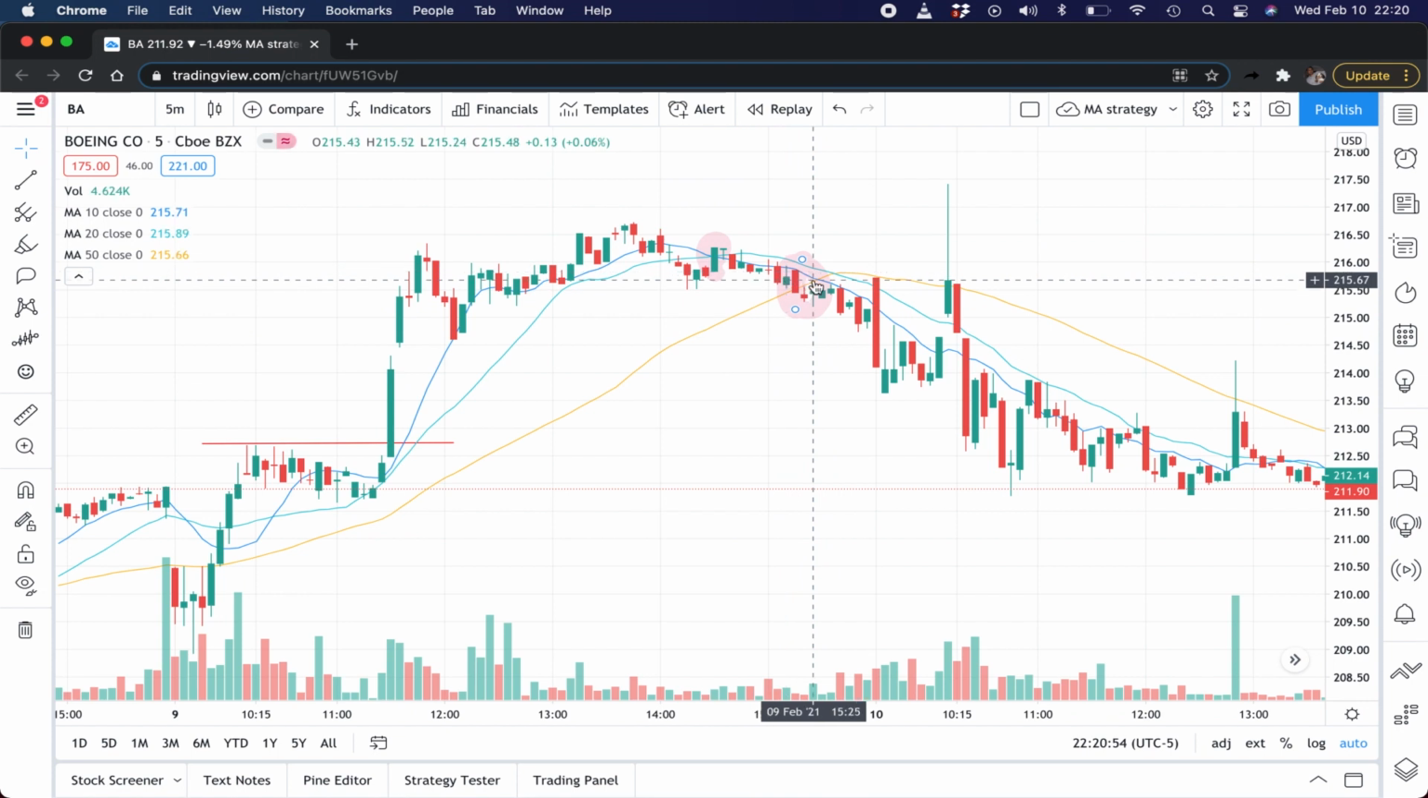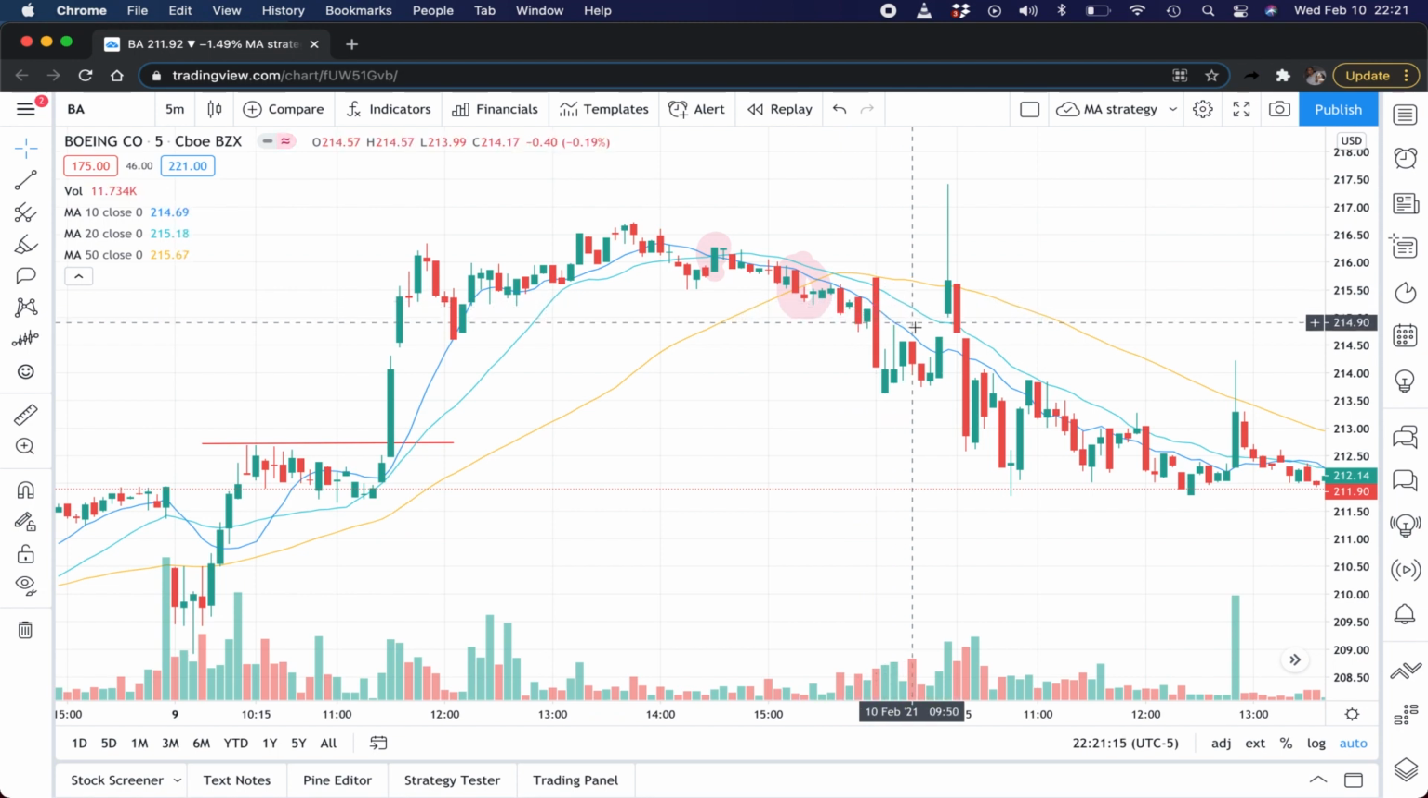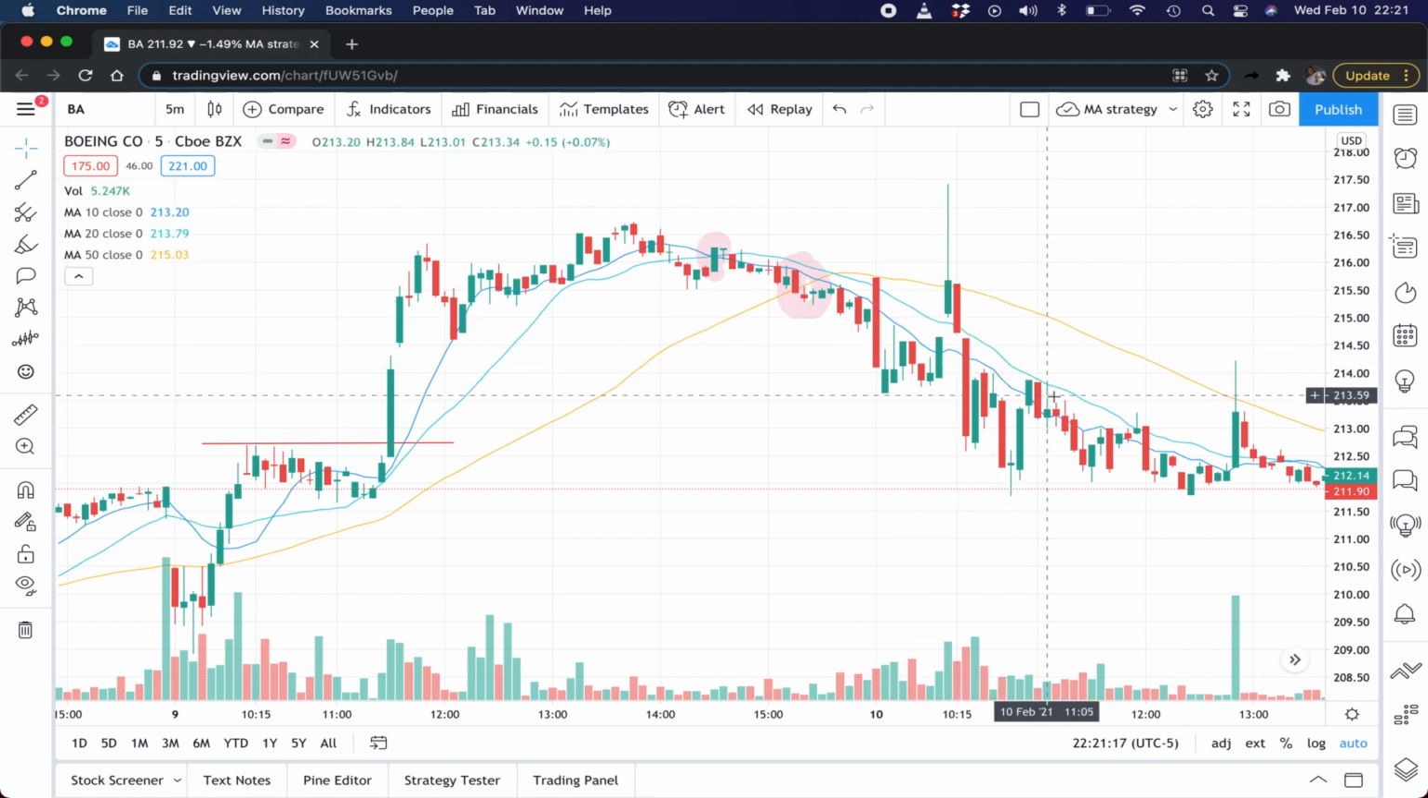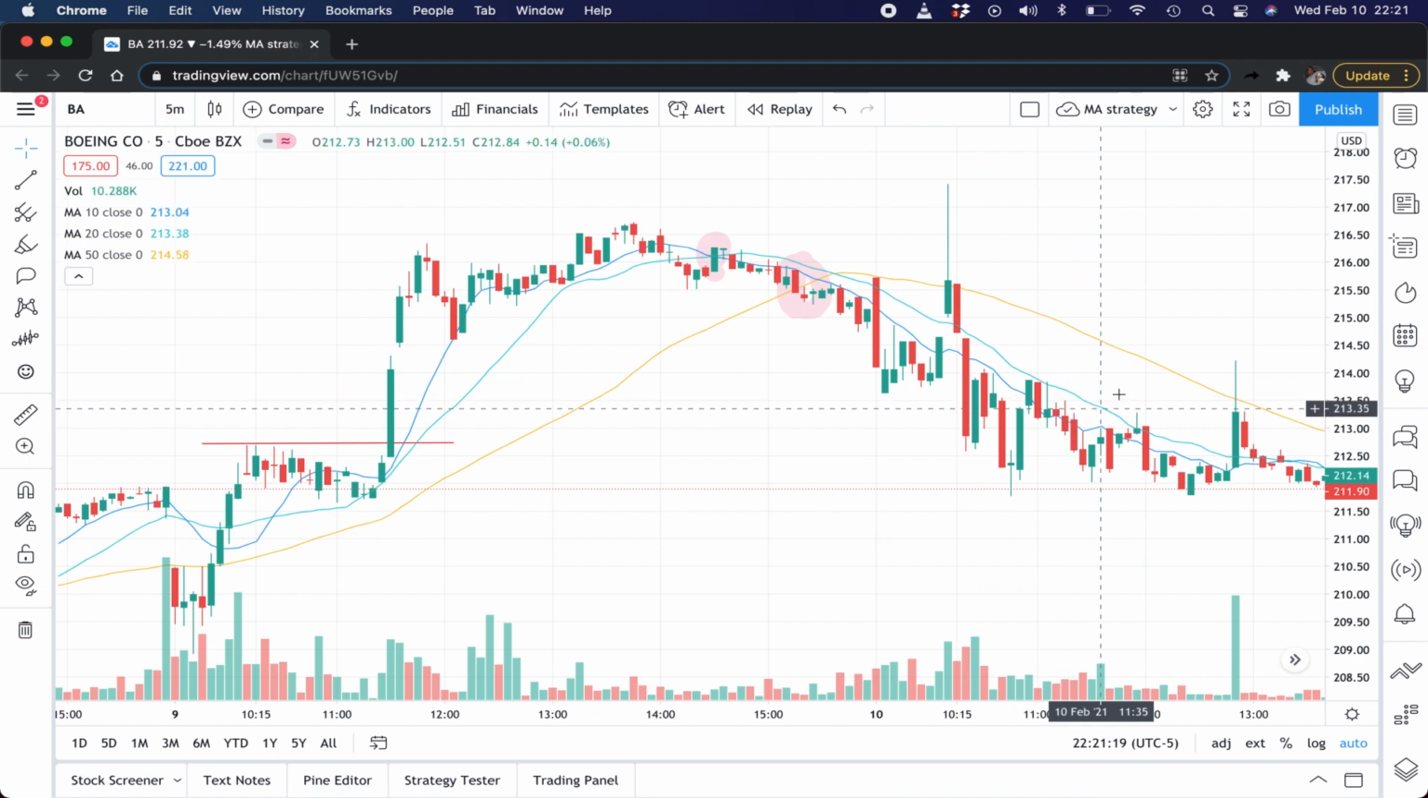Now you can see that the 10 and the 20 are trending down, and you can also see that the 50 is starting to turn down. So you can go short here. I can short the stock, right? I'm going to go short here, and you can watch the 10 period moving average now. It's continuously down. I can stay in the short position. The 10, 20, 50, everything is down.